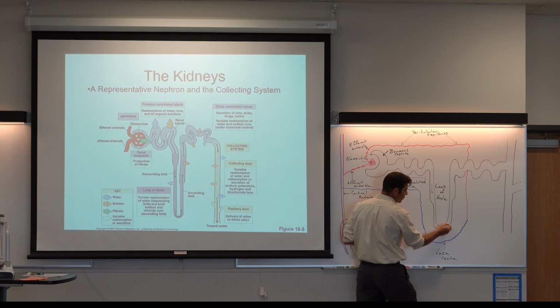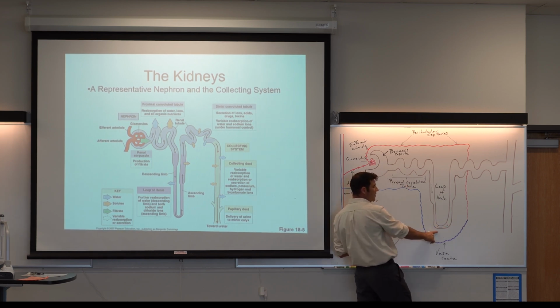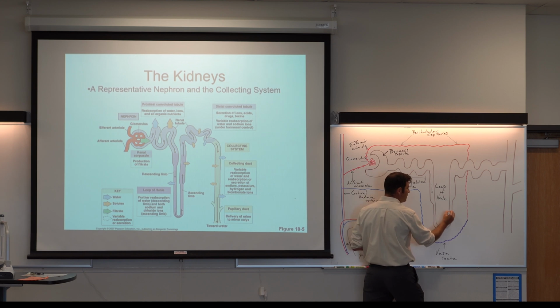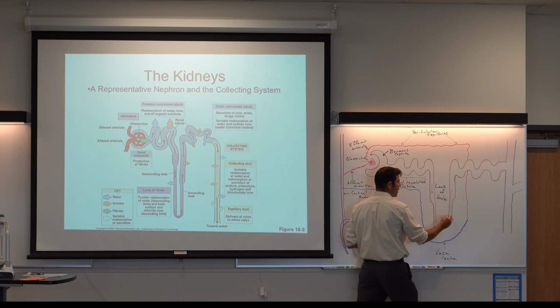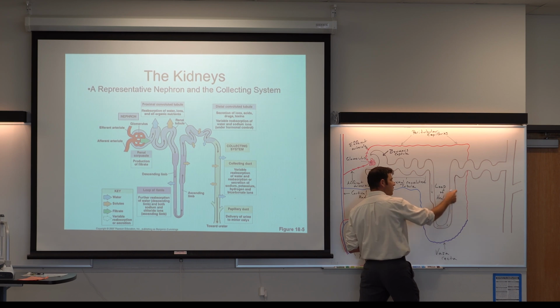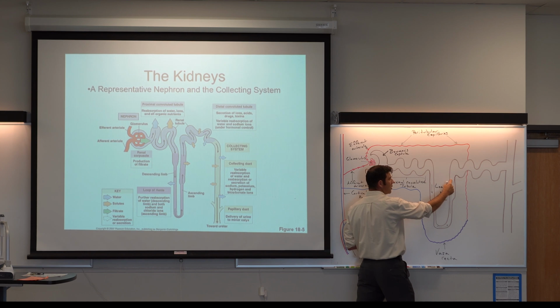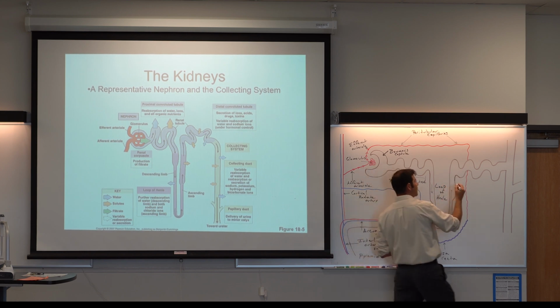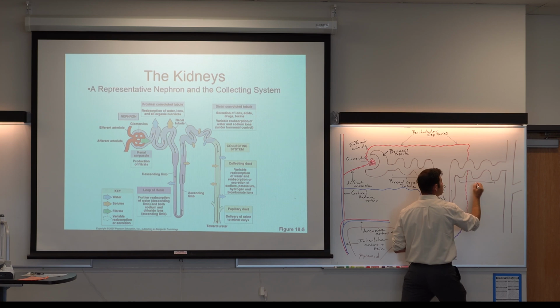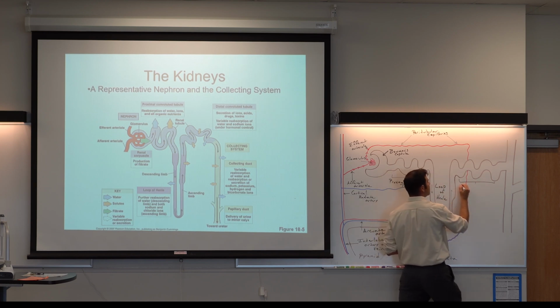It does a little sharp turn at the base of this loop, and then the filtrate is going to make its way up. Notice how there is a thin segment and a thick segment of this ascending limb. We'll talk about a distinction between the two different parts of the ascending limb. But this ascending limb of the loop of Henle is going to run into our last series of squiggly lines. In this case, they represent the distal convoluted tubule.